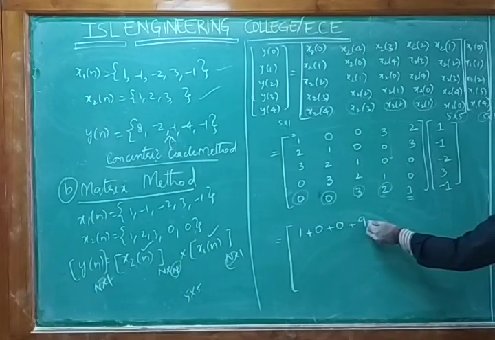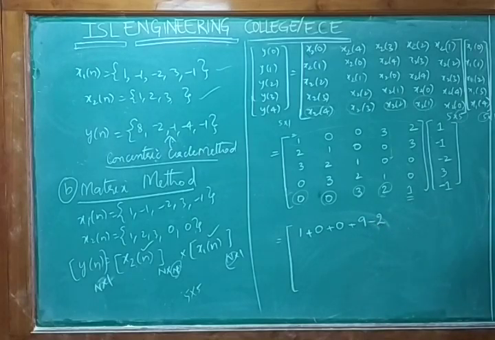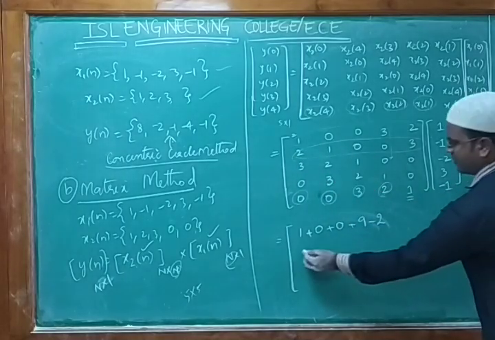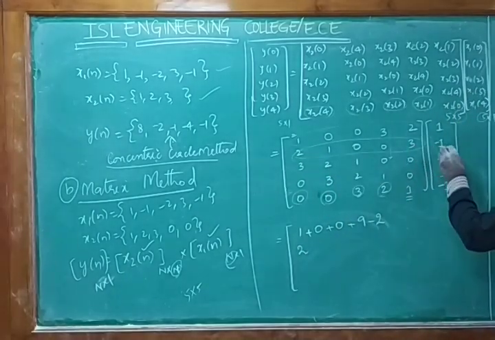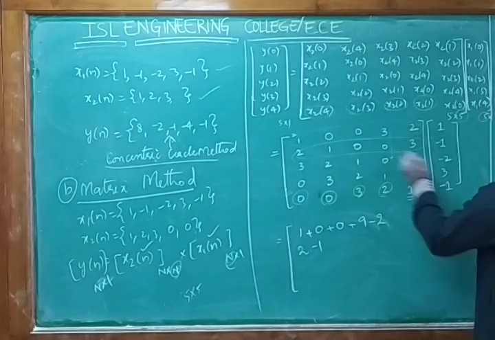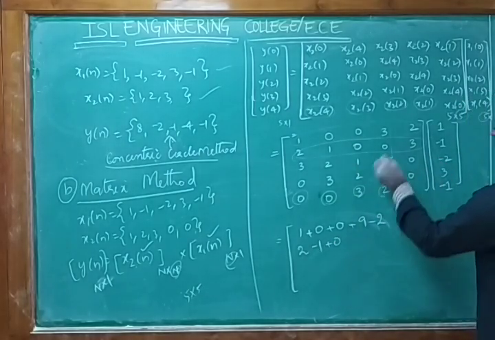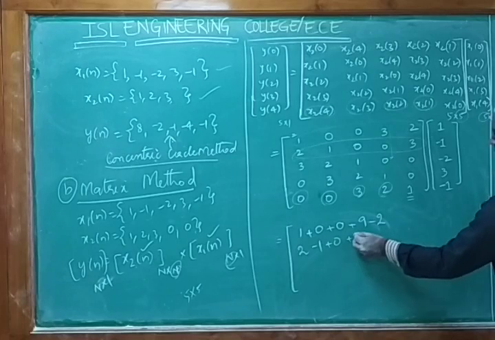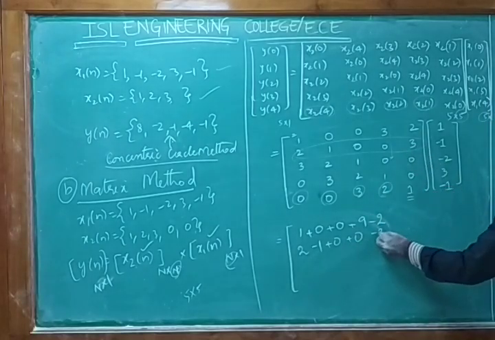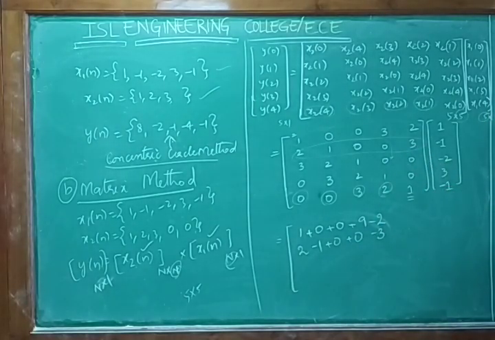2 ones are minus 2. Similarly, second row. This is our second row. 2 ones are 2. Then 1 ones are minus 1. Then 0 into anything will be 0. Then 3 ones are minus 3. So we wrote that number also.